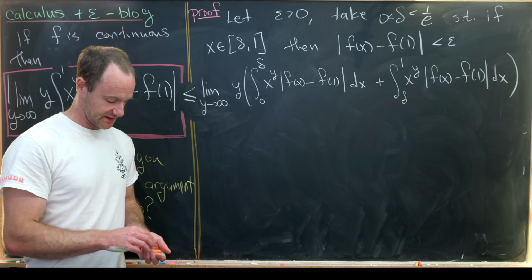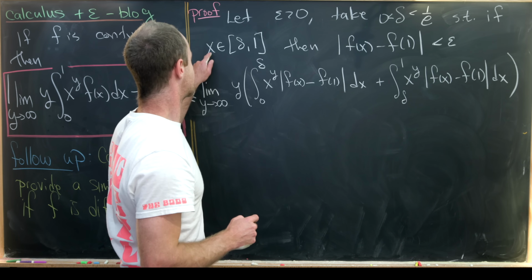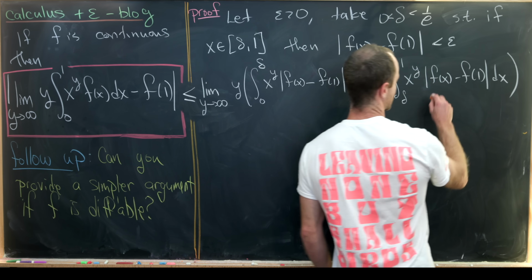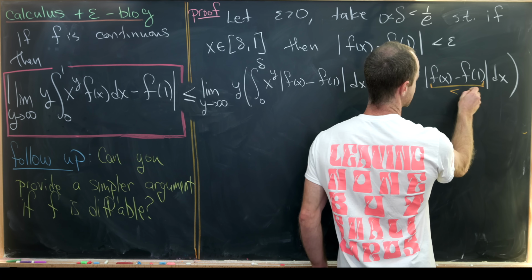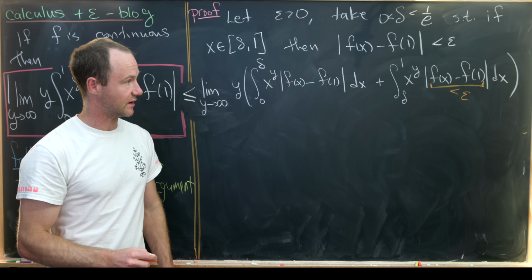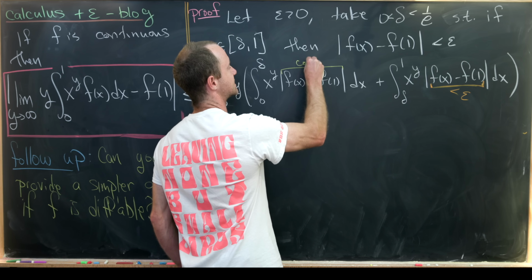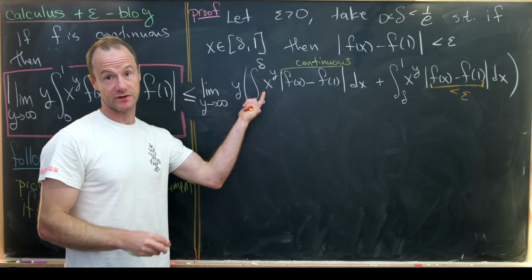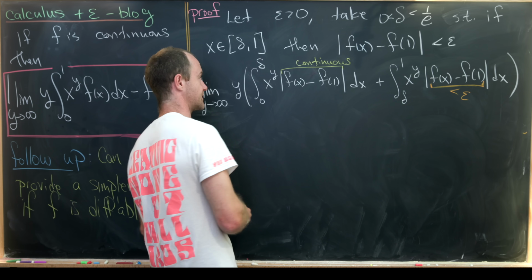Now we're ready to work on this a little bit. So notice by our assumption up here, since when x is between delta and 1, we have absolute value of f of x minus f of 1 is less than epsilon. We know that here, this means that this object is less than epsilon. Okay, so that's a good thing to see. So that's a good place to be. And now we can use the fact that this difference is a continuous function itself. That's because we have a continuous function and we're subtracting a constant. So this is an obvious continuous function.